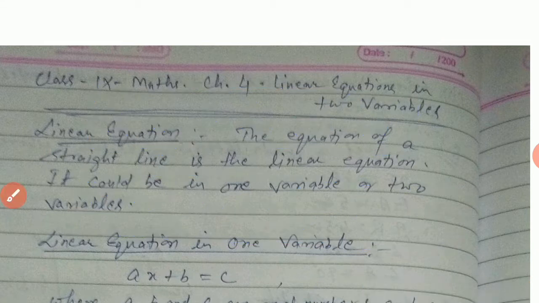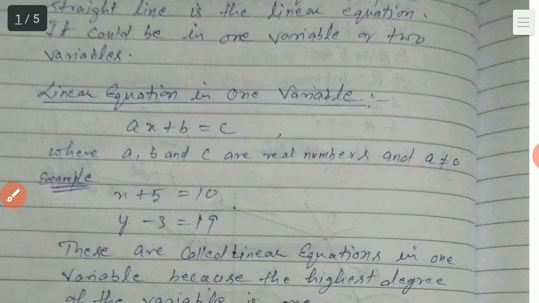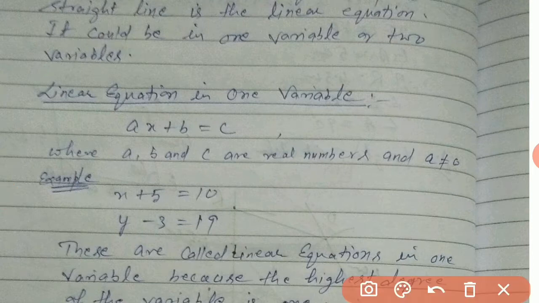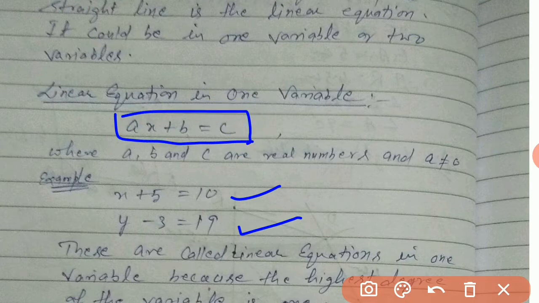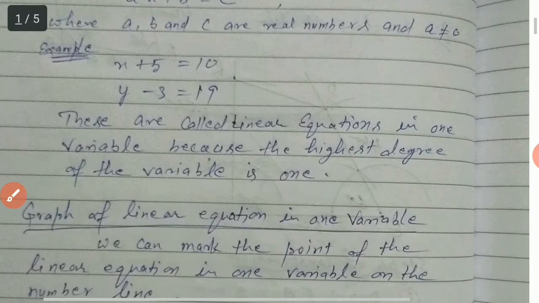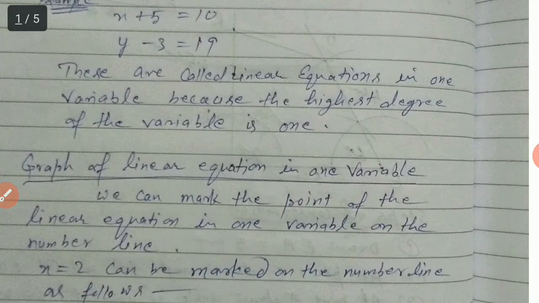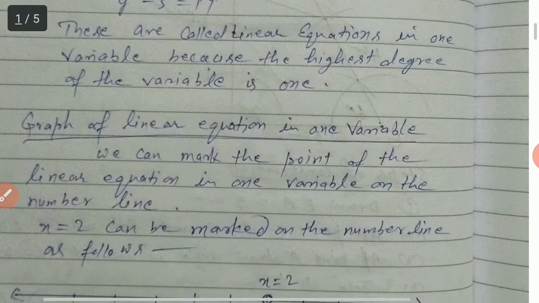And the examples of linear equation in one variable: x plus 5 equal to 10, y minus 3 equal to 9. And ax plus b equal to c is the standard form of linear equation in one variable, where a, b, c are real numbers and a is not equal to 0. These are called linear equation in one variable because the highest degree of the variable is 1.